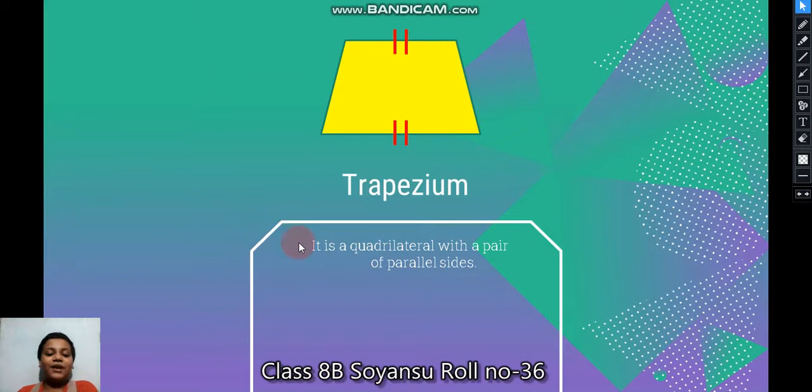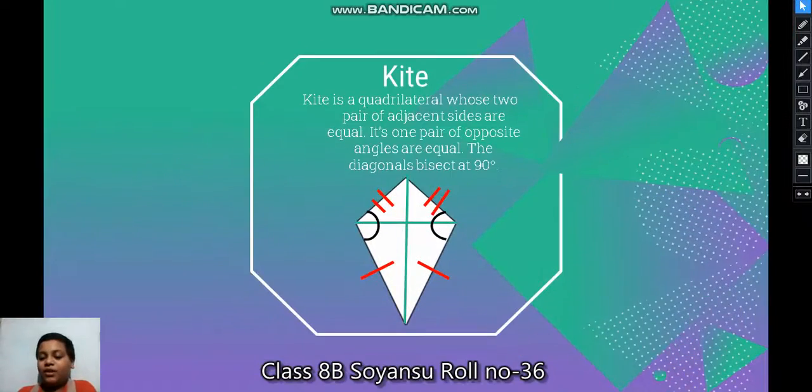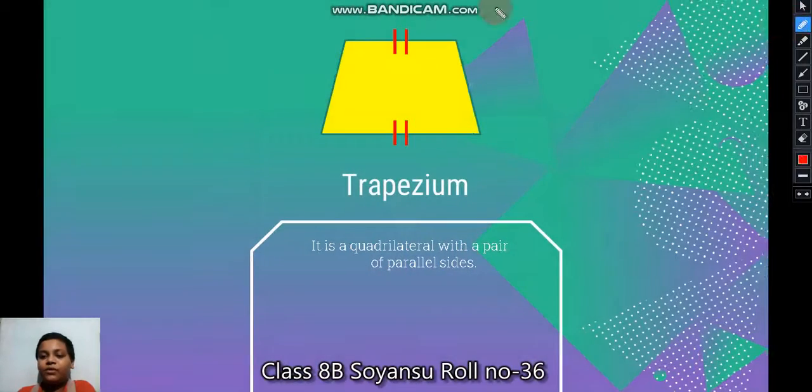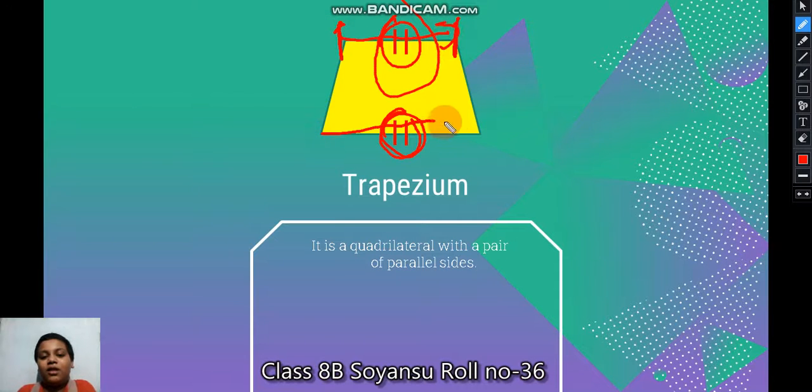So what is a trapezium? It is a quadrilateral with a pair of parallel sides. You can see here, these are parallel lines and these are also parallel lines. So this is parallel and this is parallel. Both of these are parallel line segments. That's why it is called a trapezium.